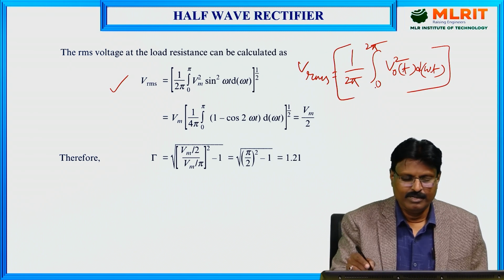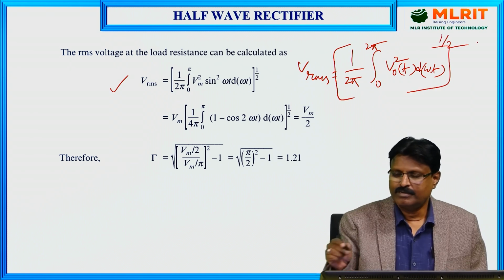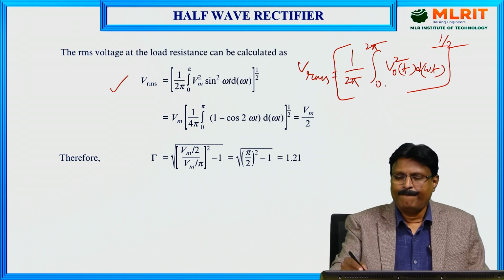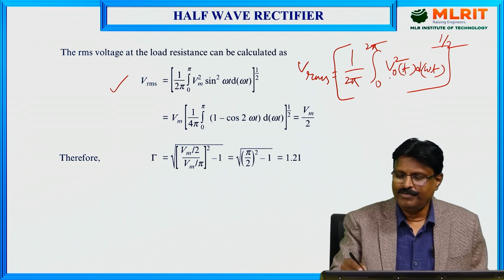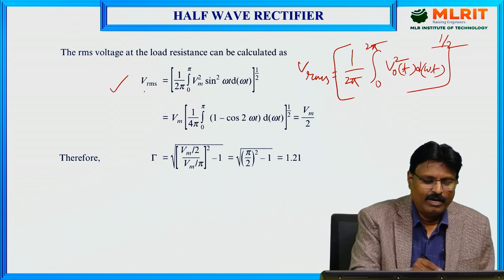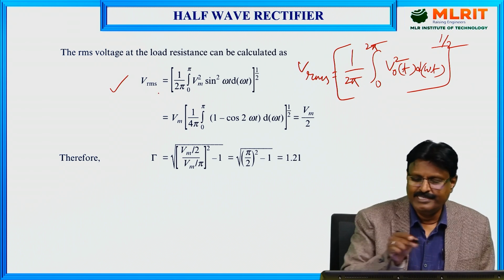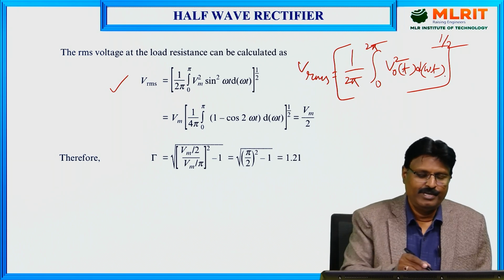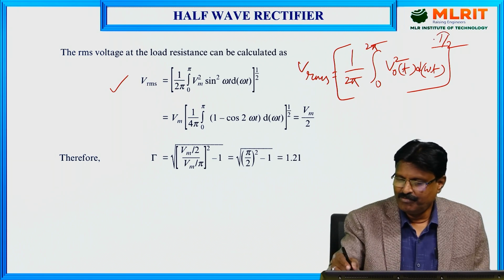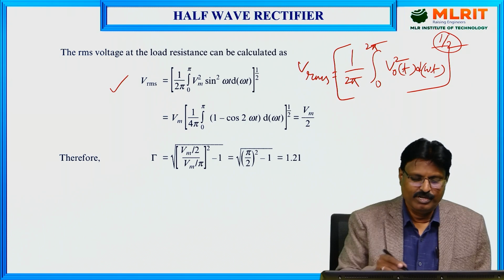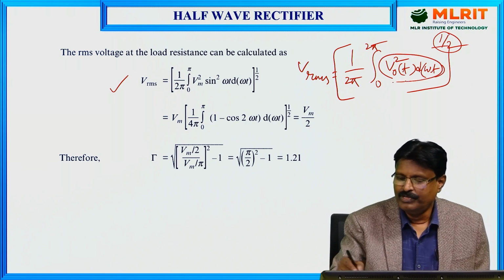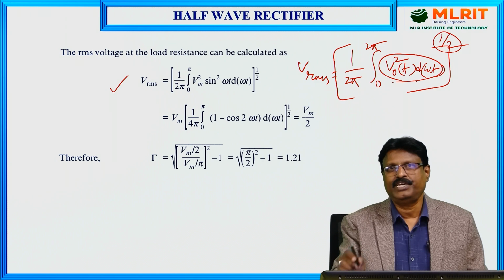So the formula goes like this: 1 by 2 pi integral 0 to 2 pi V naught square of t d of omega t, whole under root. Here root is there, mean is there, square is there. Mean means 1 by 2 pi integral 0 to 2 pi. Root means the power of 1 by 2. And square means I am squaring the value of the output voltage. This is the basic formula.